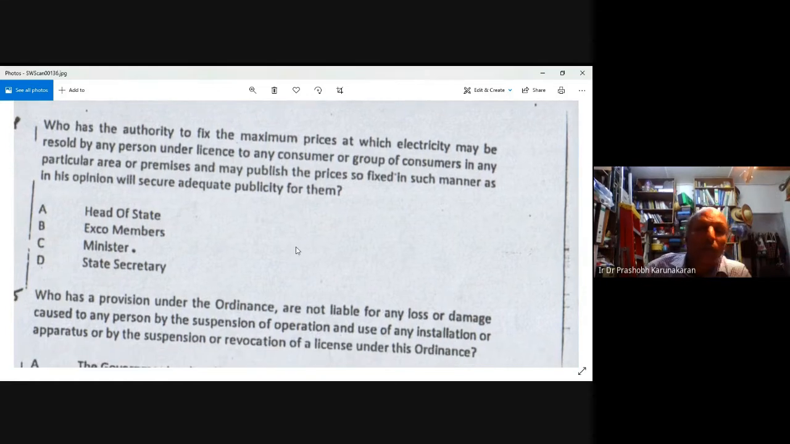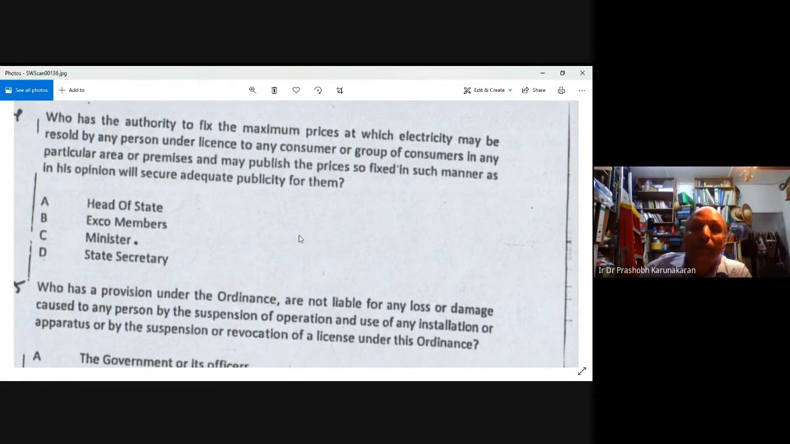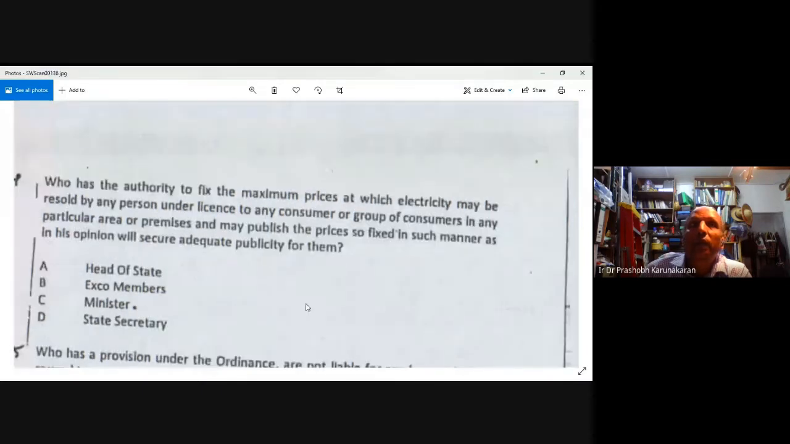So the minister, Steven Rundi, is the one who fixes the price of electricity. And remember, we have the cheapest price in Malaysia. It used to be more expensive than the rest of Malaysia, Semenanjung, but now we are much cheaper than Semenanjung.